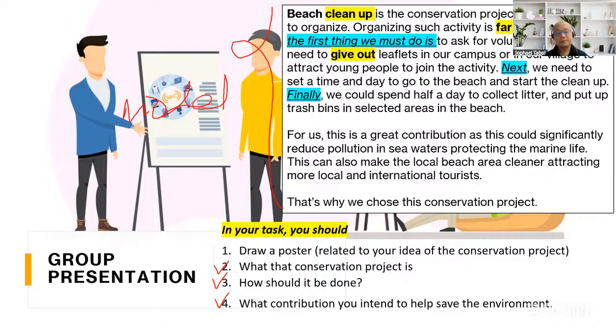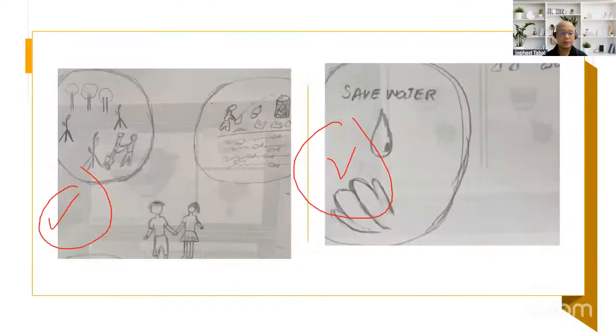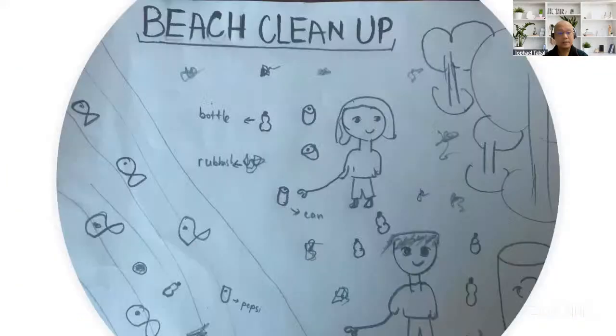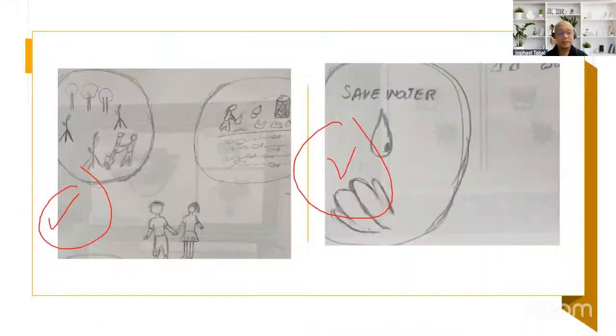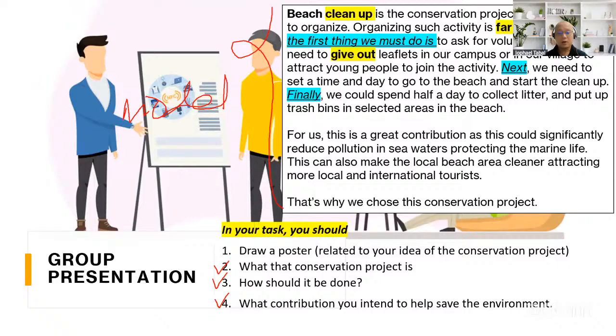For offline students, they do task one by drawing. For example, we have here planting trees, beach cleanup, saving water, recycling, lecture, or volunteer, saving water, etc. So again, I want you to think of one conservation project, and state what that is, how it should be done, and what contribution you intend to make to help save the environment.